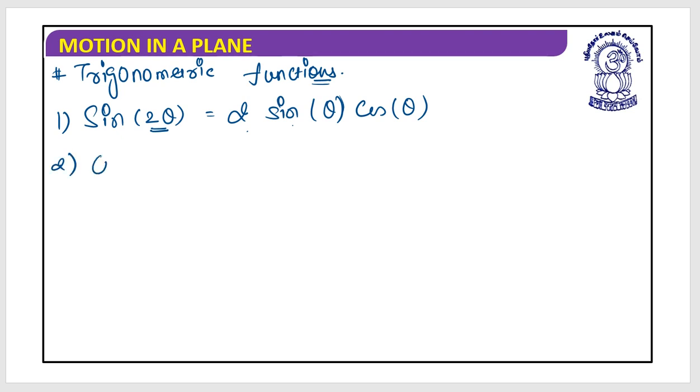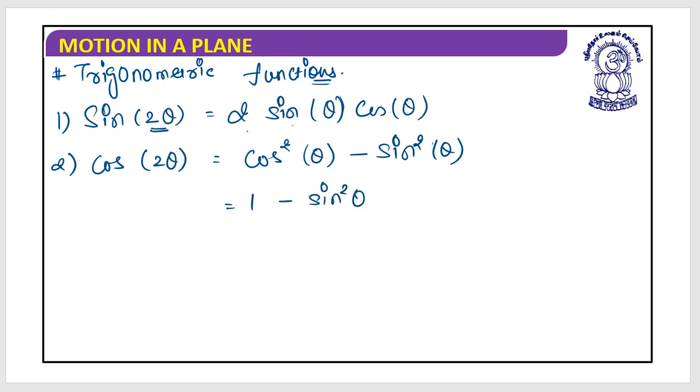Second, it's cos of 2 theta. So what I can write is cos square of half of the angle, that means theta, minus sine square of half of the angle, that is theta. So if I replace this cos square theta with 1 minus sine square theta, this is 1 minus sine square theta minus sine square theta. So this would be 1 minus 2 sine square theta. This is equal to cos of 2 theta.